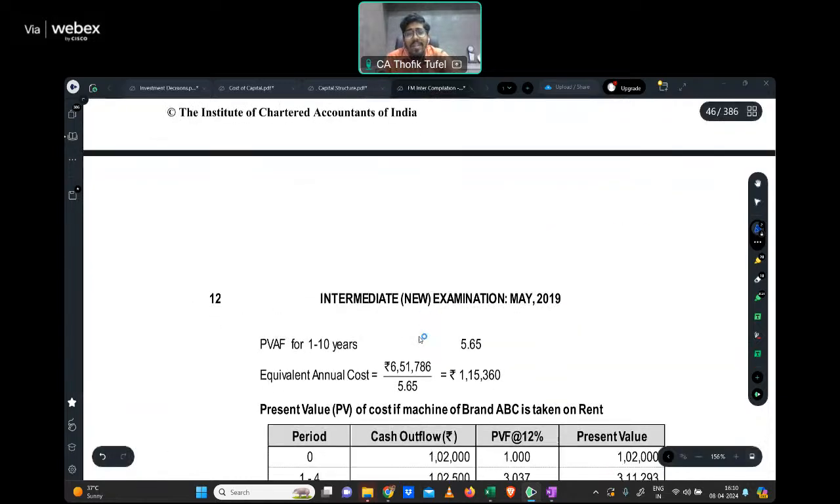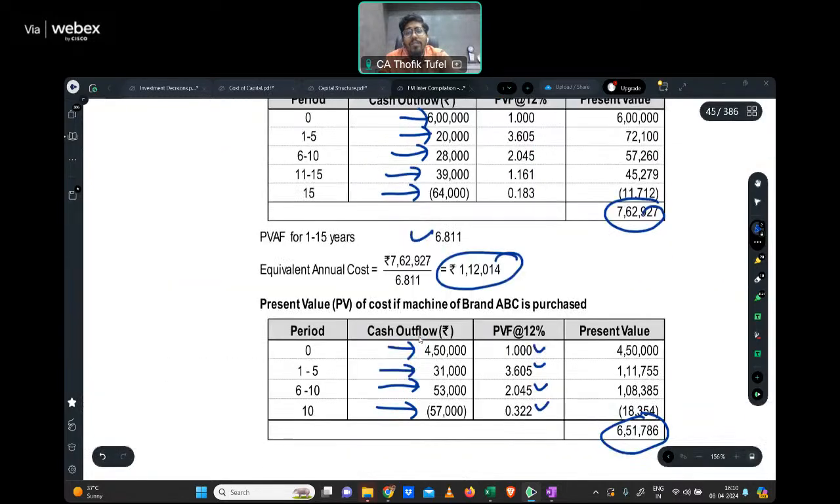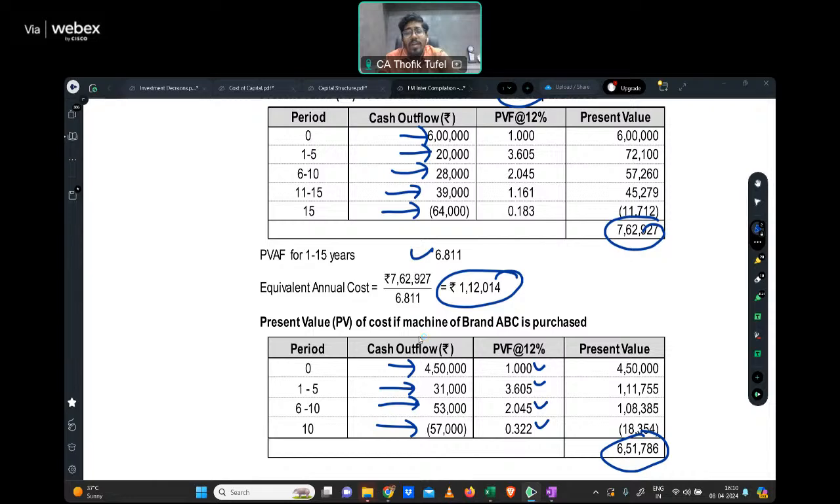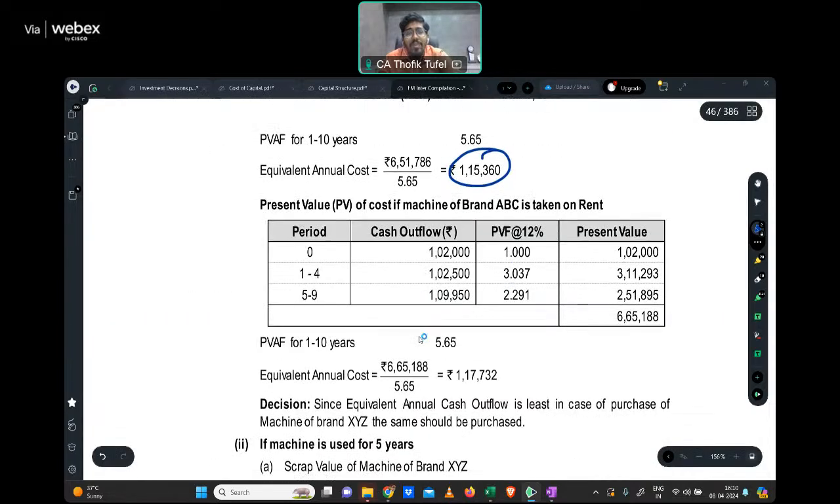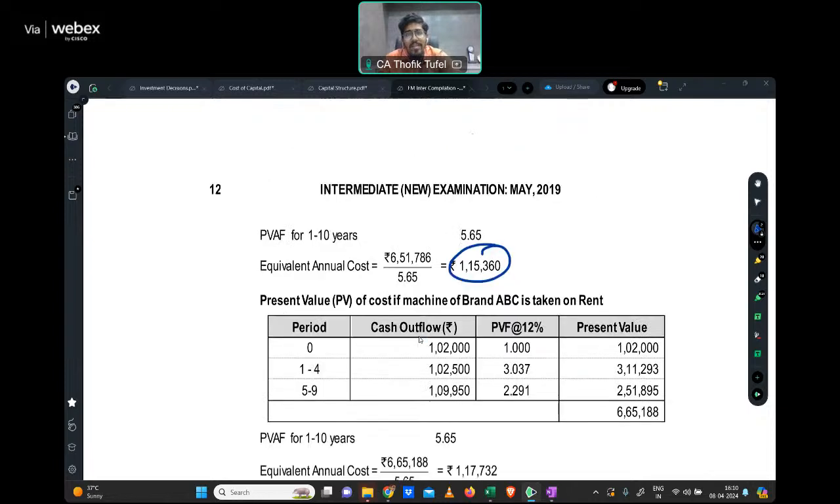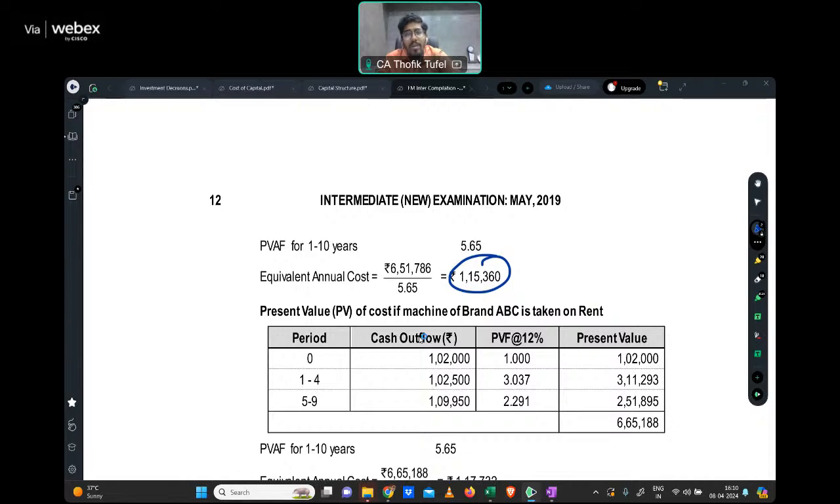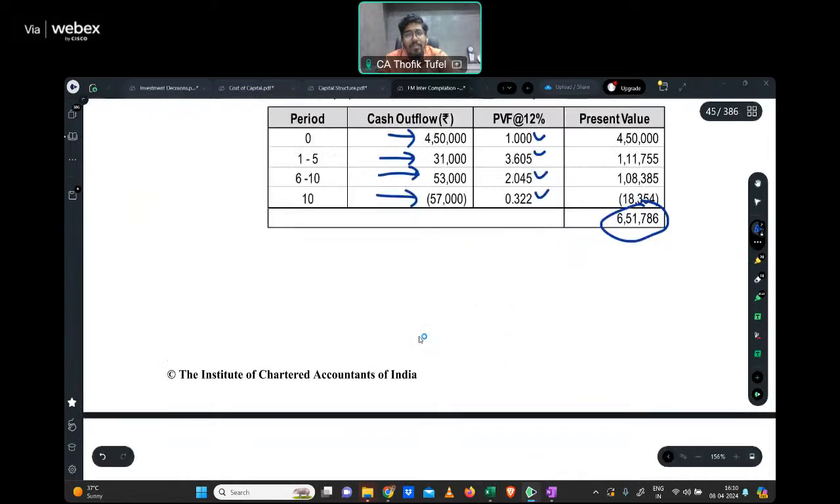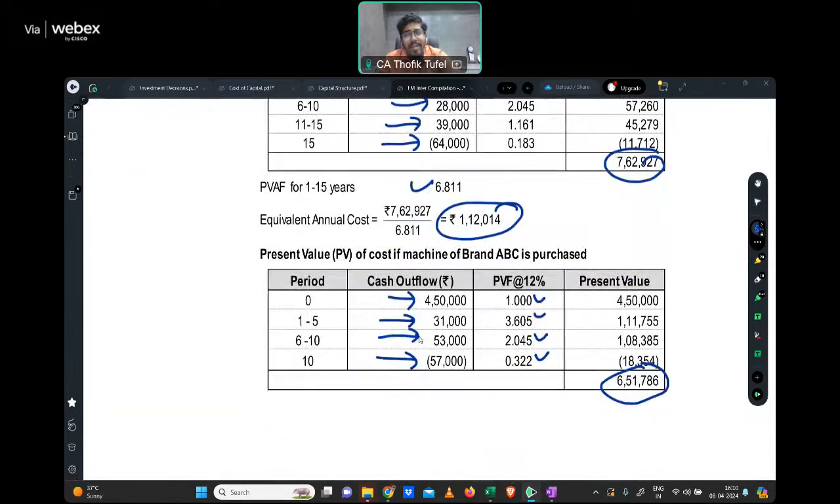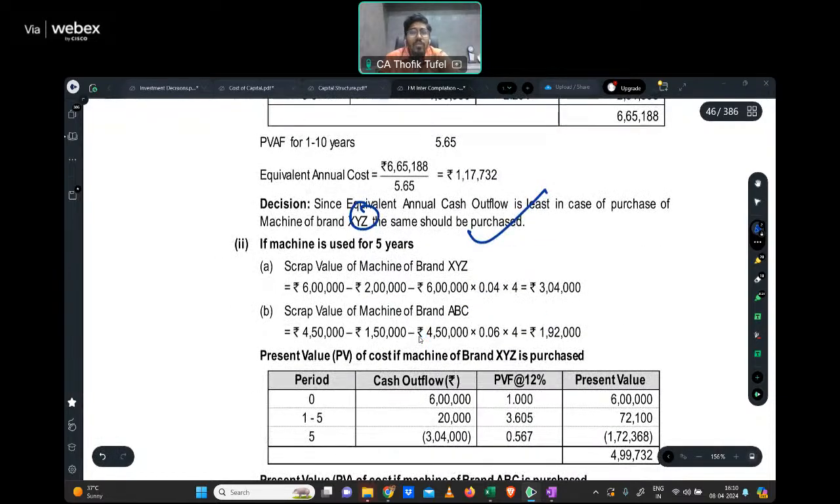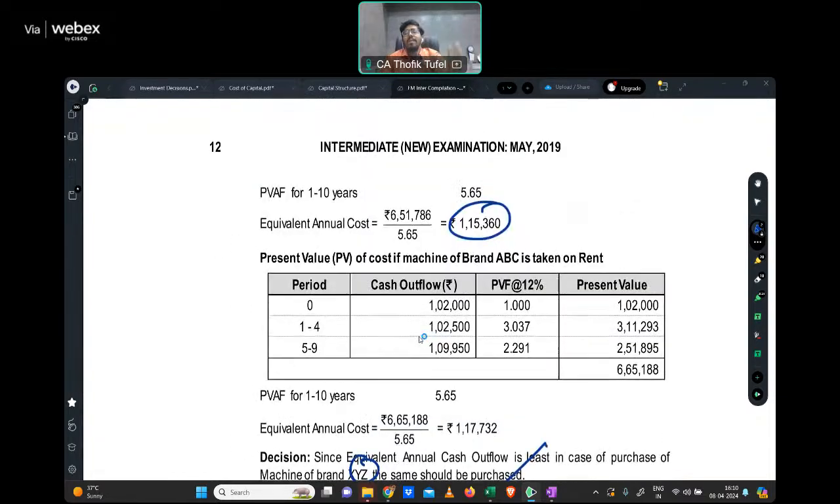Here you have to do the same thing for 10 years. You are getting 1,15,000. So 1,15,000 and 1,12,000. The cost is lower for A, therefore go for A. Since the equivalent cost is least for XYZ, you have to go for XYZ. That is what they are trying to do.